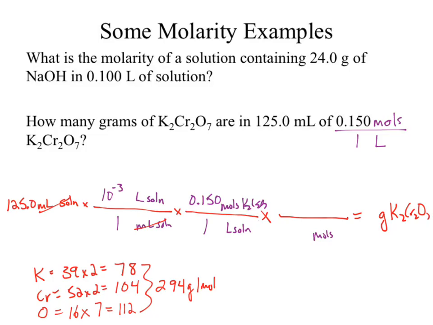Is moles my answer? No. So I put moles of potassium dichromate on the bottom and I put grams of potassium dichromate on top. Where do I find the conversion factor between grams and moles of a substance? The periodic table. Some of that work is shown in the lower left-hand corner. I'm kind of assuming it was done correctly. I now have, for an answer, grams of potassium dichromate. It's just a question of entering it into the calculator, and I have my final answer.